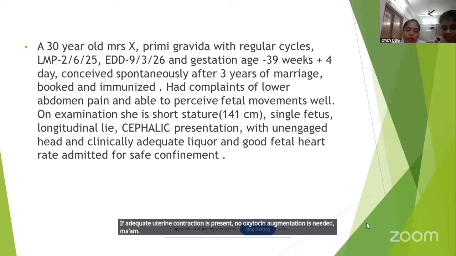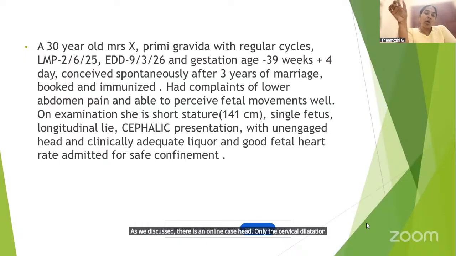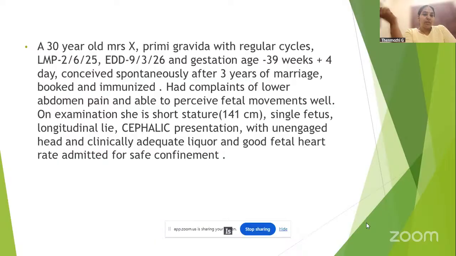Madam asked about ARM, right? ARM, artificial rupture of membranes. What precaution should you take before you do ARM? Otherwise, you'll get one complication. The head should be engaged, ma'am. As we discussed, there is an unengaged head. Only the cervical dilatation should be progressing. How does dilatation occur? The effacement, and then only it goes for dilatation. So the head won't descend that much, and it won't be well applied to the cervix.